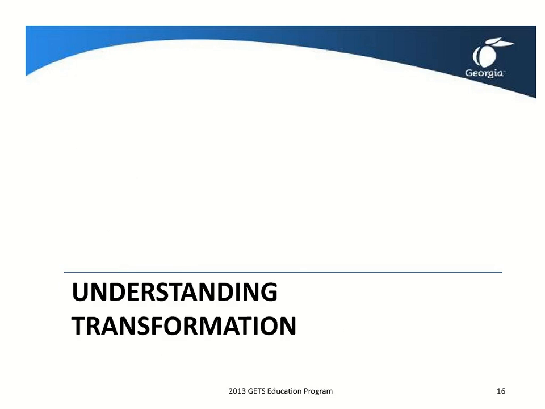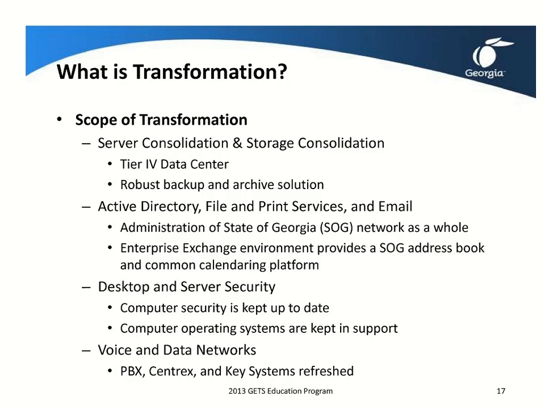Now let's look at understanding transformation. So we talked about why we did it. Now let's look at the scope. So transformation involves server consolidation and storage consolidation. We talked about the Tier 4 data center. We also have a robust backup and archive solution now. We have Active Directory, file and print services, and email. That's Exchange that I mentioned before.